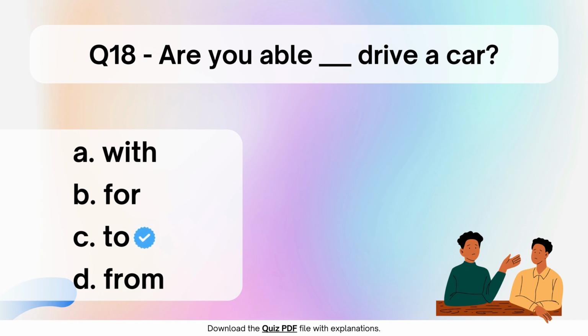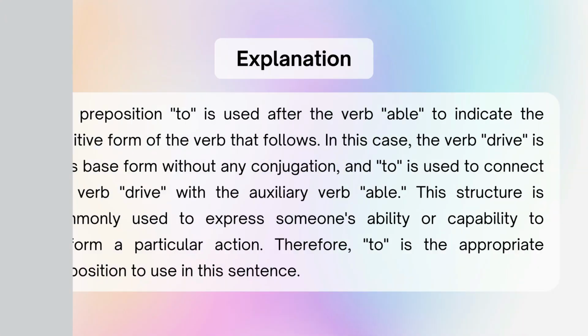Are you able to drive a car? The preposition to is used after the verb able to indicate the infinitive form of the verb that follows. In this case, the verb drive is in its base form without any conjugation, and to is used to connect the verb drive with the auxiliary verb able. This structure is commonly used to express someone's ability or capability to perform a particular action. Therefore, to is the appropriate preposition to use in this sentence.